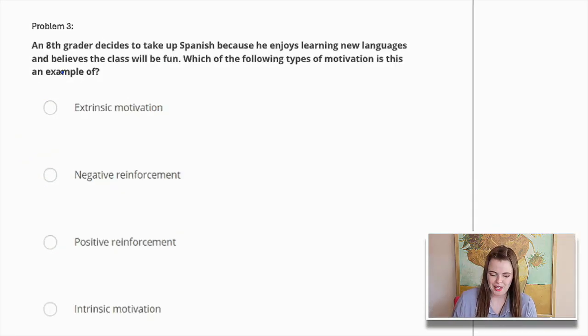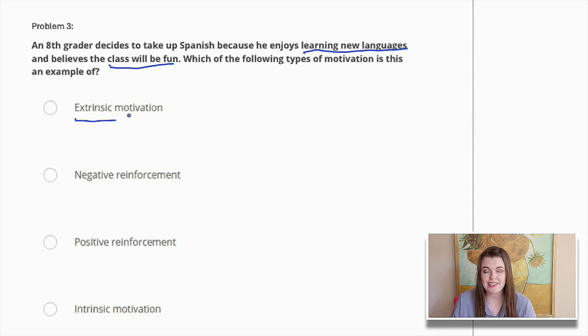Okay, problem number 3. An 8th grader decides to take up Spanish because he enjoys learning new languages and believes the class will be fun. Which of the following types of motivation is this an example of? First, we have extrinsic motivation.